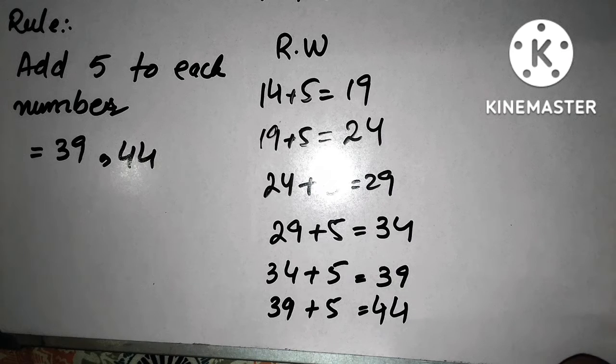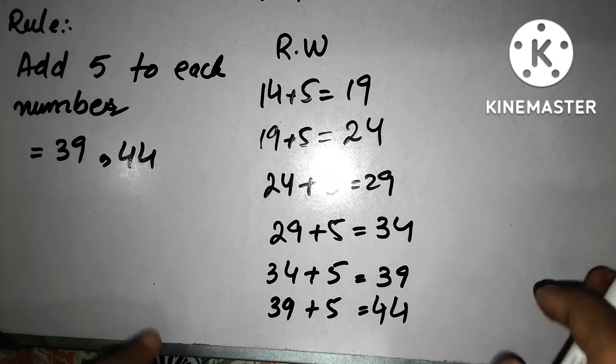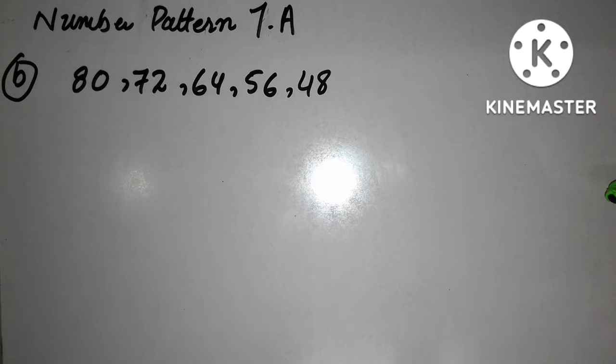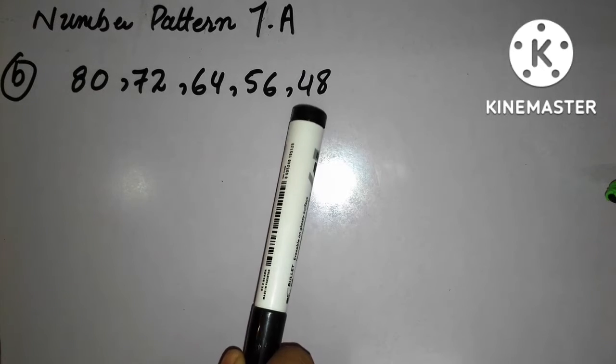So if you are not getting anything from this question, you can make the rough column like this. Now this is the second part, part B of exercise 7a. This pattern is 80, 72, 64, 56 and 48.